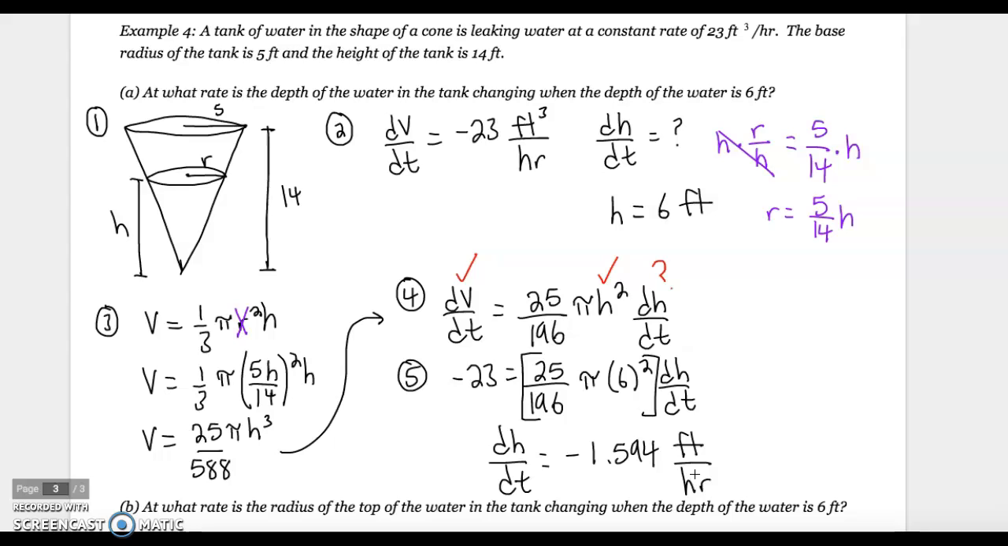And that makes sense because if the volume of the water was decreasing, the height of the water should also be decreasing. It's leaking out of the tank. So that can help you make sense of your answer, or at least make sure that it follows the same kind of structure as your beginning.